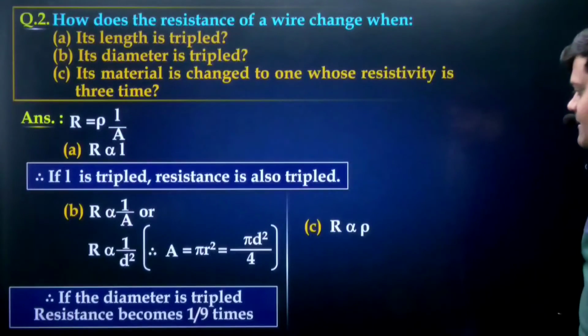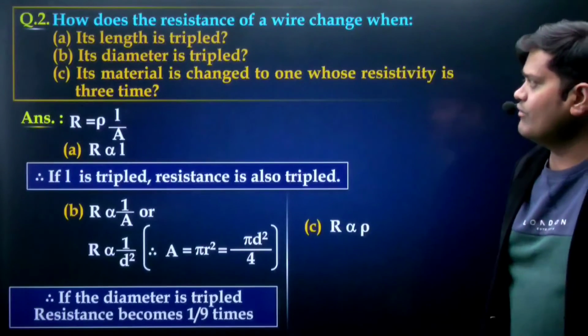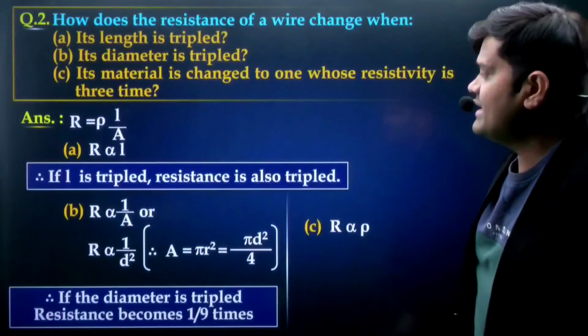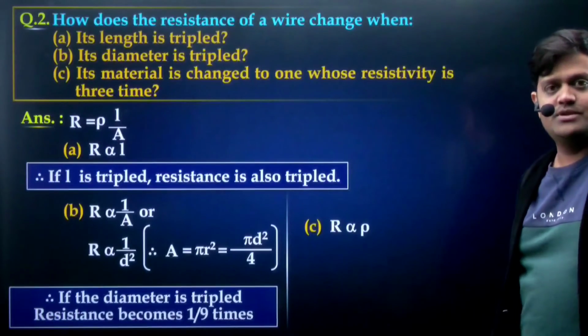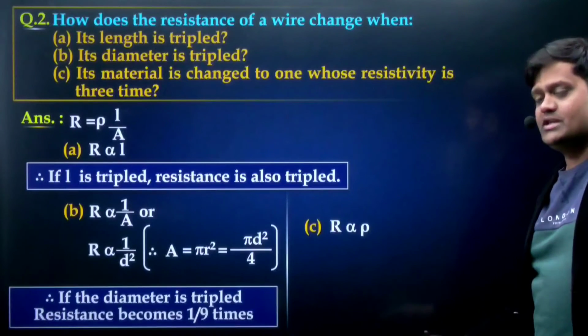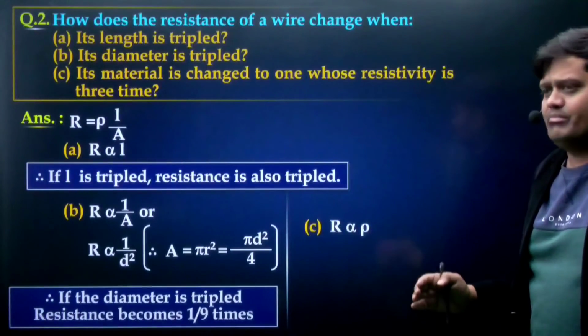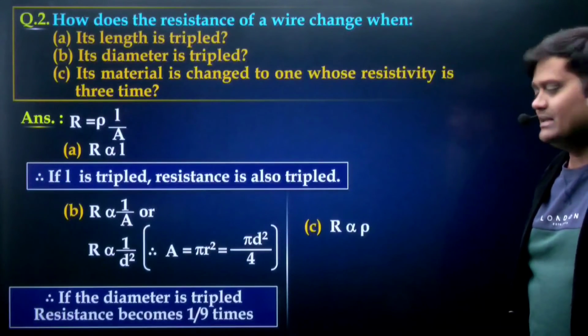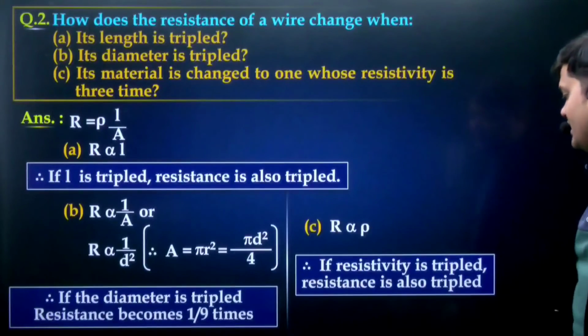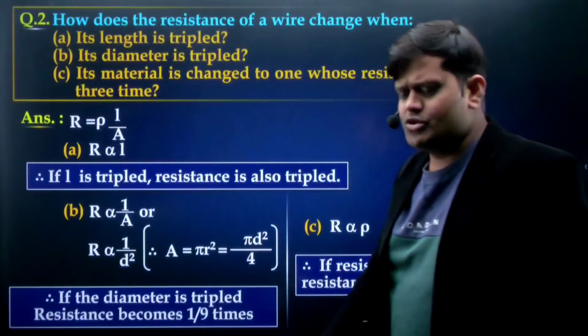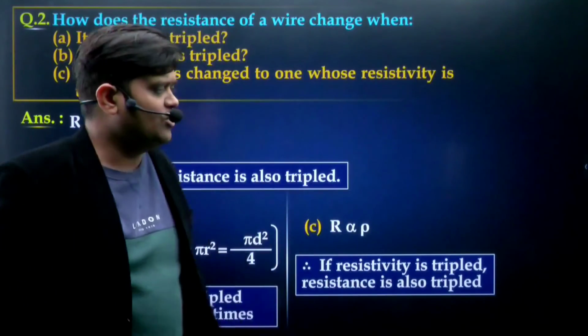The third one is, if the material is changed to one whose resistivity is 3 times. Resistance depends on resistivity, right? R is proportional to rho. If rho is multiplied by 3, then the resistivity is tripled and the resistance is also tripled. Both are proportional to each other. We know the relation.